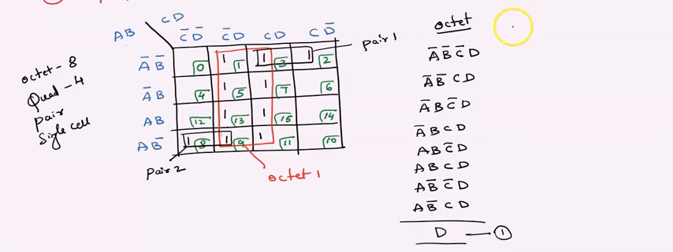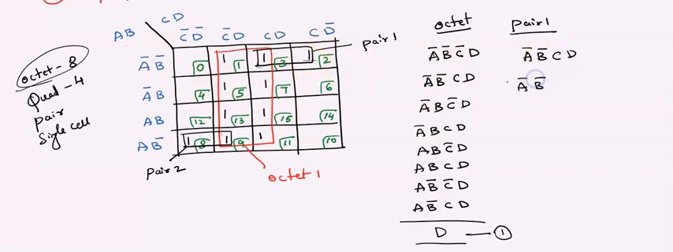Now we have to find pair 1. As you can see, 1, 2, 3, 4, 5, 6, 7, 8. Eight elements are there. This is my octet. Now which is my pair 1? This 1 and 1 is my pair 1. This belongs to the first row, third column. That is A complement, B complement, C, D. And next this one belongs to A complement, B complement, C, D complement.